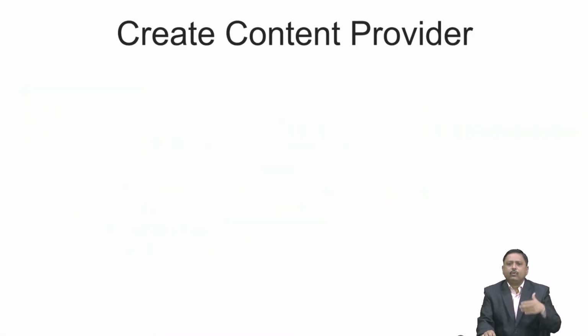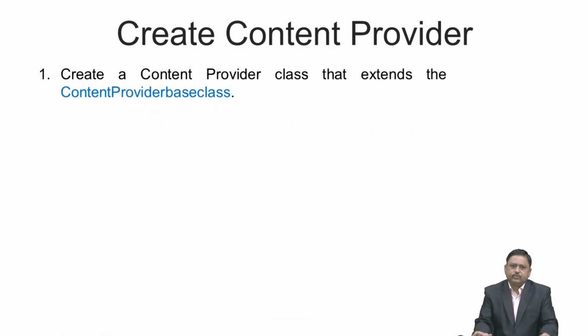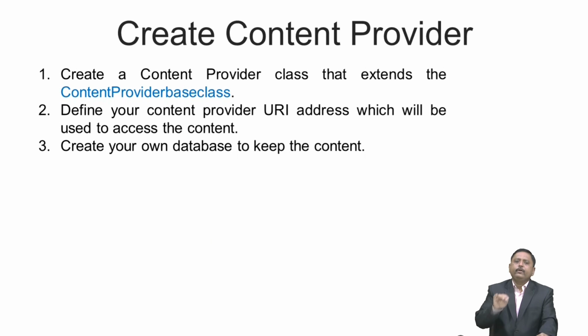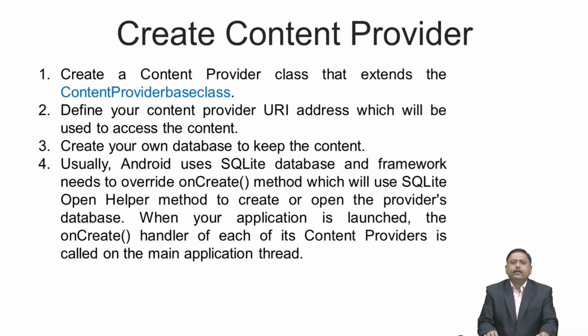Suppose you want to create your own content provider, then you have to follow certain steps. First step is to create a content provider class which extends the ContentProvider base class. So you have to create one class which extends this class. Then you have to define your URI, the content URI address, which will be used to access the content by other applications. Then you have to create your own database to keep the content, and usually Android uses an SQLite database.